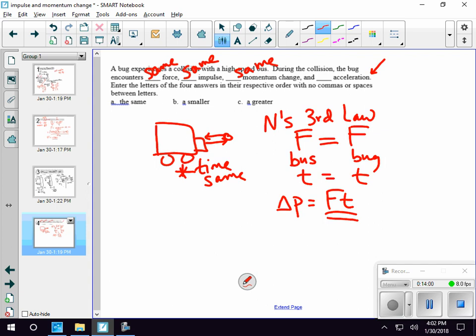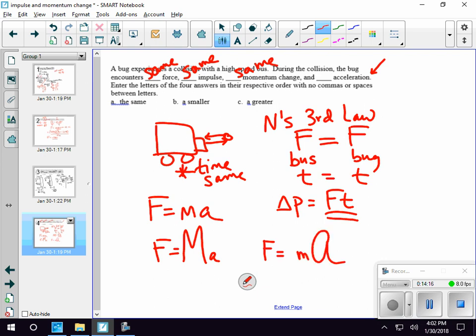Because it's not the force that hurts you, it's the acceleration, right? Because F equals ma, and we know that the bus is huge, so it's going to have a really tiny acceleration compared to this mass. This bug is so tiny, it's going to have a huge acceleration because my forces are the same. Okay, so what do I want to know about the bug? Greater acceleration.